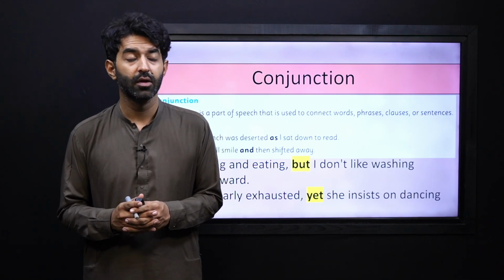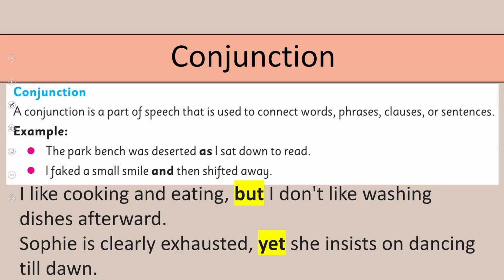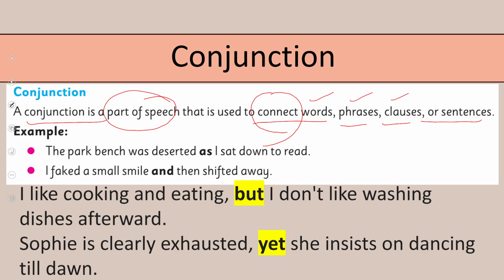Let's recall the definition and understand it through different examples. So a conjunction is a part of speech. We are aware of this, and it is used to connect words, phrases, clauses, or sentences. Yes, it means this is working as a connector, as a linker or a joiner, and it joins different words, phrases, clauses, or even different fragments of sentences.